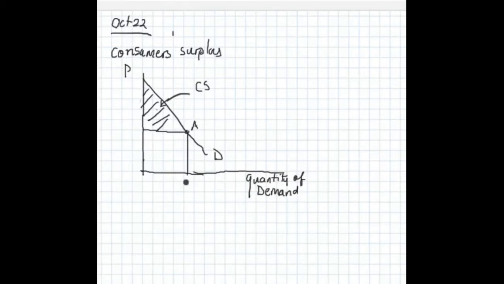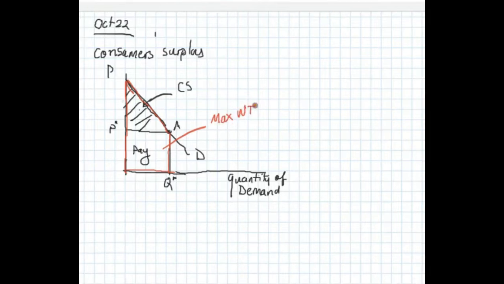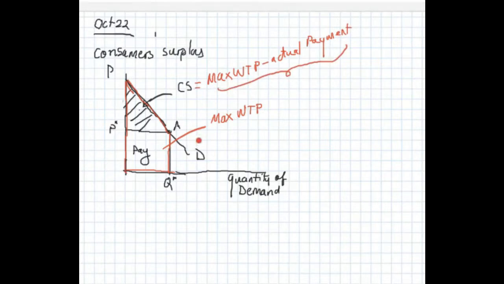And we said, if I consume this much quantity at this price, doesn't matter how the price is fixed, this is the price, this is the quantity, then this is how much I pay mathematically, and this is my maximum willingness to pay, and this area, consumer surplus, is my maximum willingness to pay minus actual payment. So mathematically, this is the definition, which everyone has seen.